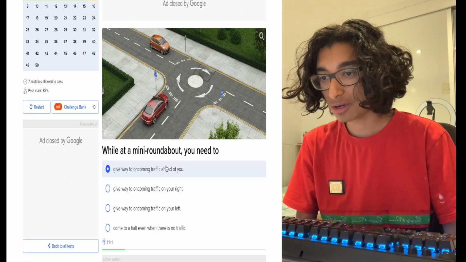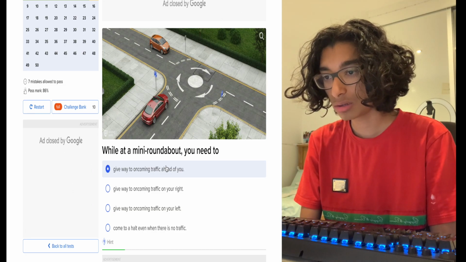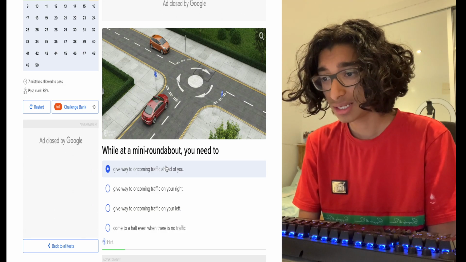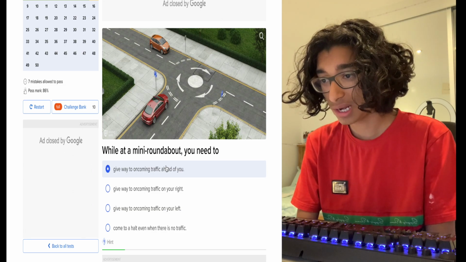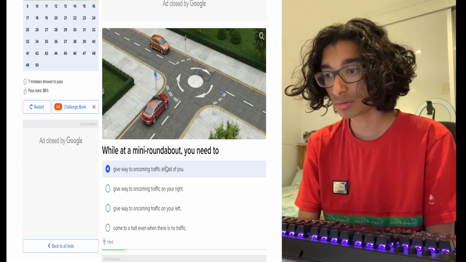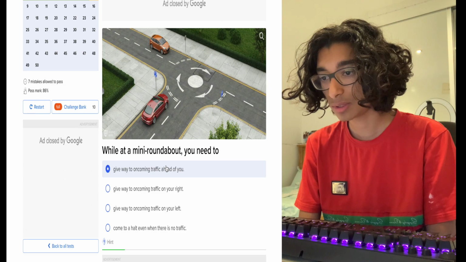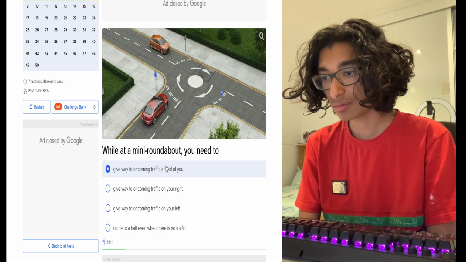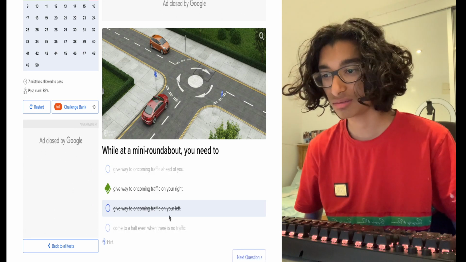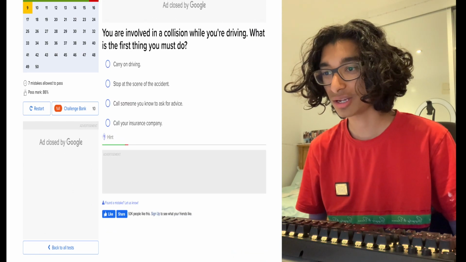While at a mini roundabout, you need to give way to oncoming traffic ahead of you. Give way to oncoming traffic on your right. Give way to oncoming traffic on your left. At a roundabout, I think it's come to a halt even when there is no traffic. Give way to, I think it's on your left, because, I don't know. Oh, no, it's on your right.